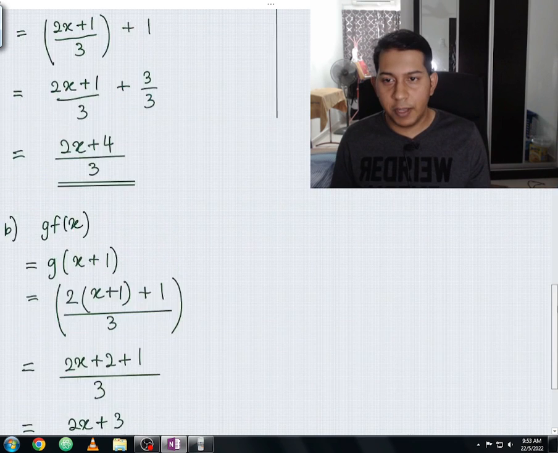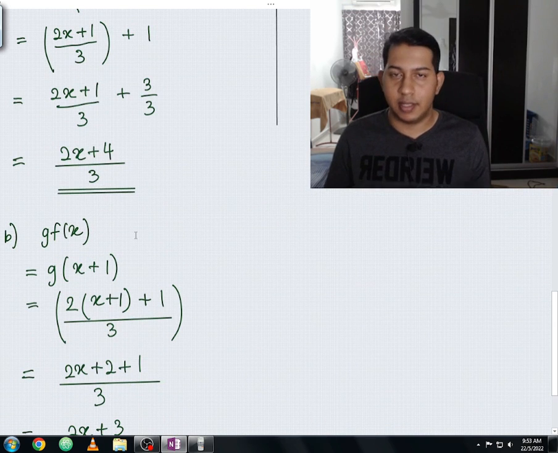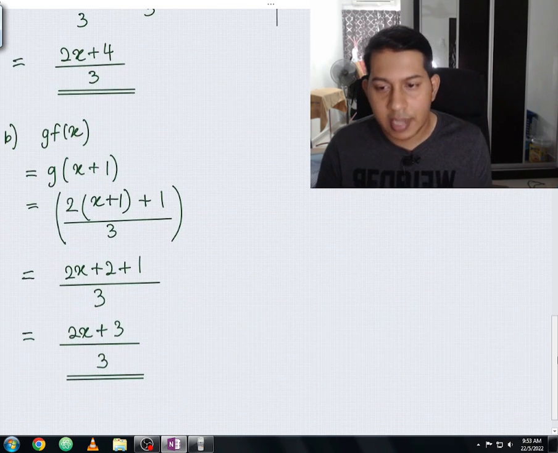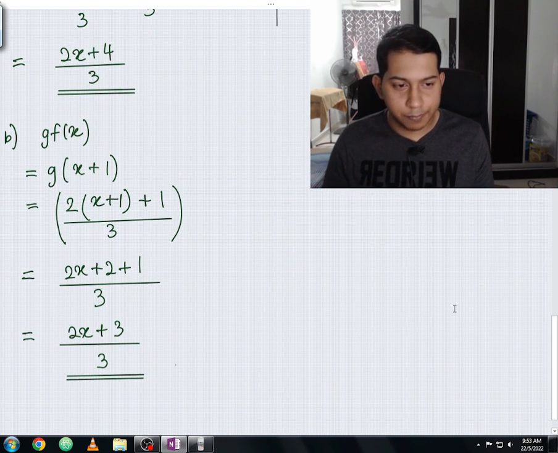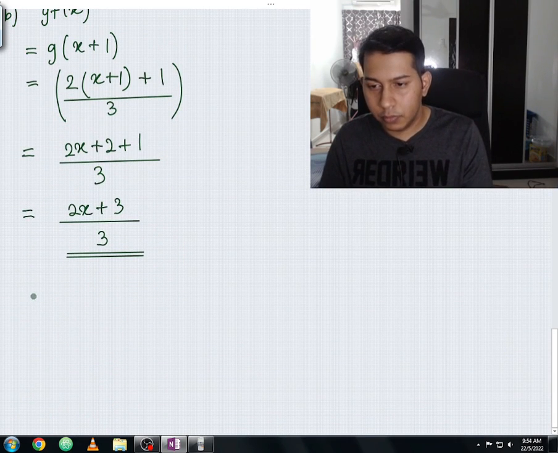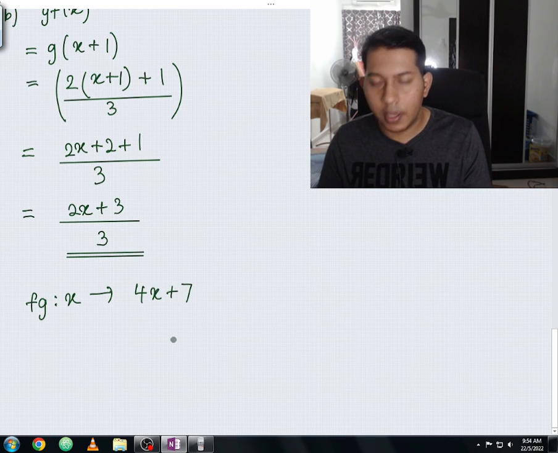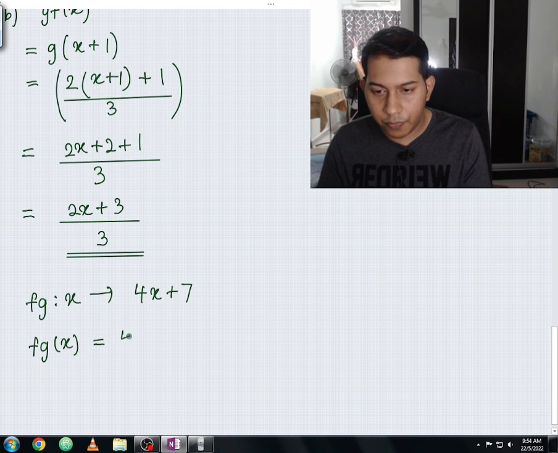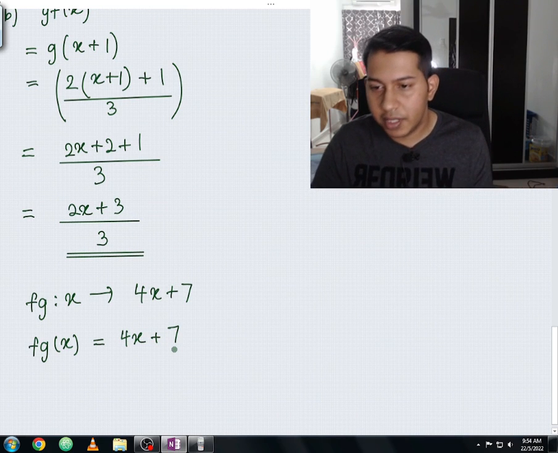So from here we can conclude that function fg(x) is not the same as function gf(x). They are not the same, they are totally different, guys. That is the explanation I'm trying to tell you by giving you the example. One more thing I would like to tell you: in the question they may give you f g colon x, with an arrow, such that you have 4x plus 7. It is basically the same as fg(x) equals 4x plus 7. I just wanted to tell you this information.